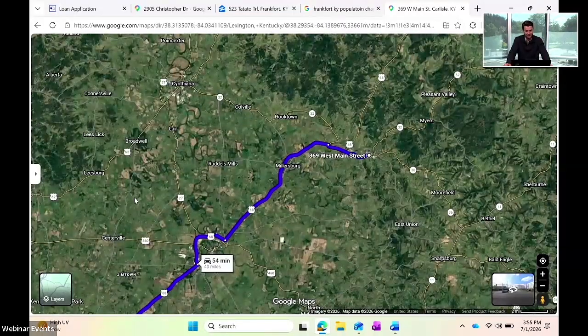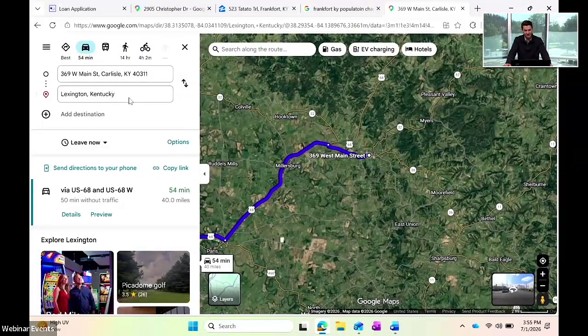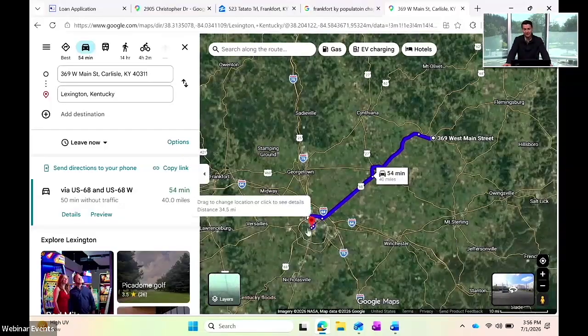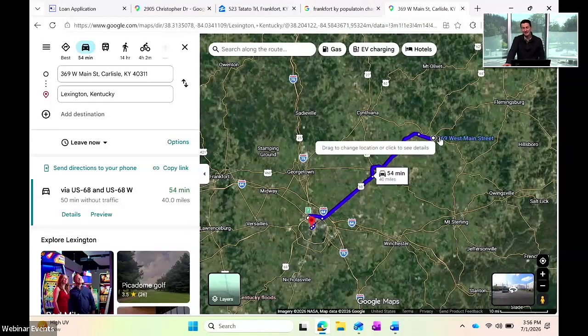Carlisle, I can see, is a 54-minute commute. I still have Lexington, Kentucky over here. So I can see it's a 54-minute commute to Lexington. That's outside of what we want to be. We really want to see commutes closer to 30 minutes. We'll stretch to 45. If there's a good story, you know, it's a strong market and someone's 45 minutes from wherever their job is, that's kind of on the cusp, but we'll still accept it. We don't have to be too conservative there.